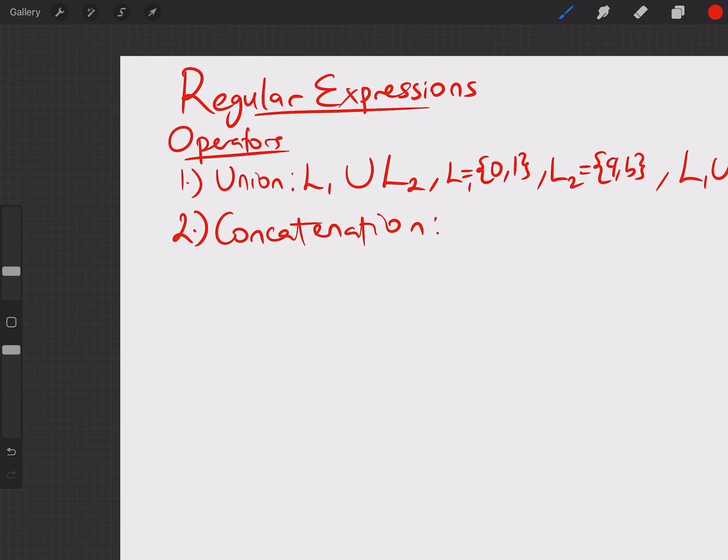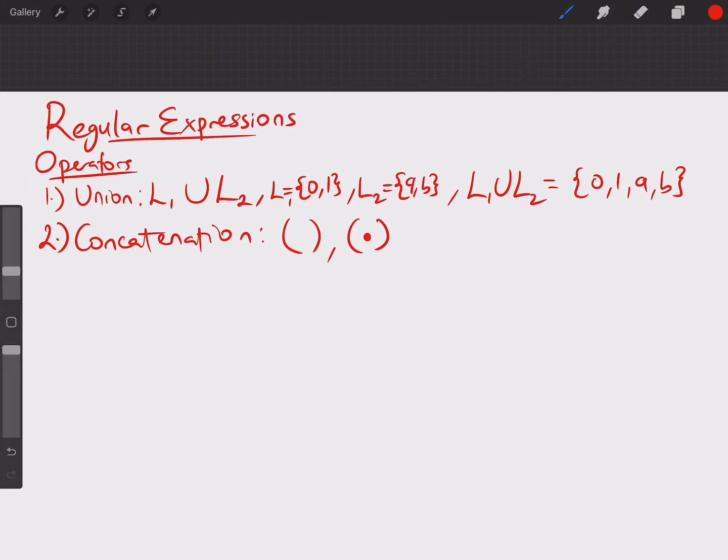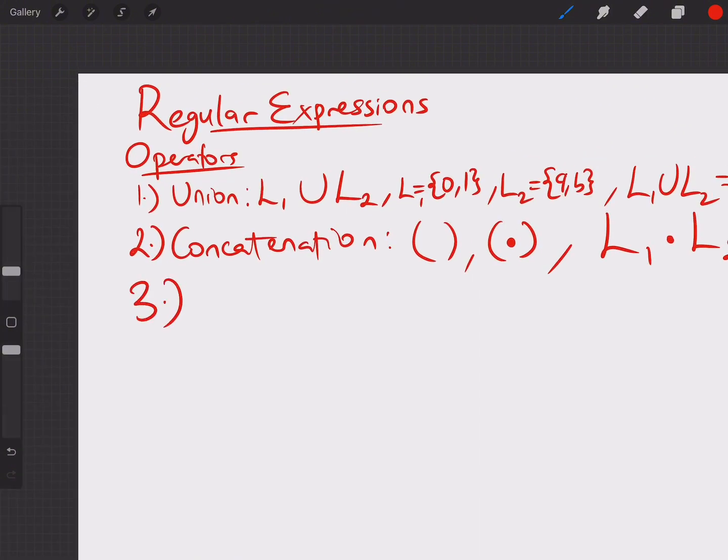For concatenation, this can be represented either by nothing or the dot. The concatenation just operates such that they are attached. It's not a choice. It's not like, oh, either this or this. It's this and this. You understand? Okay, and it can be represented, let's say, L1 dot L2.